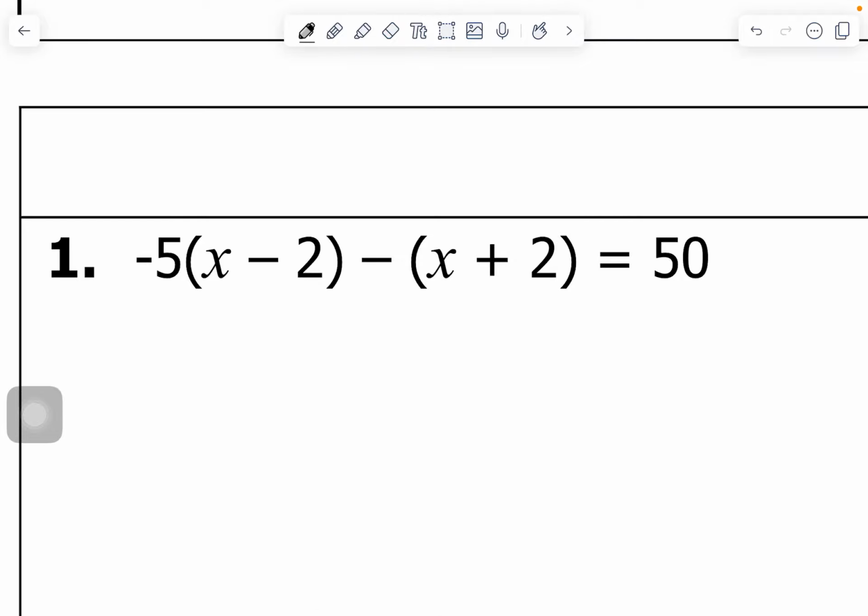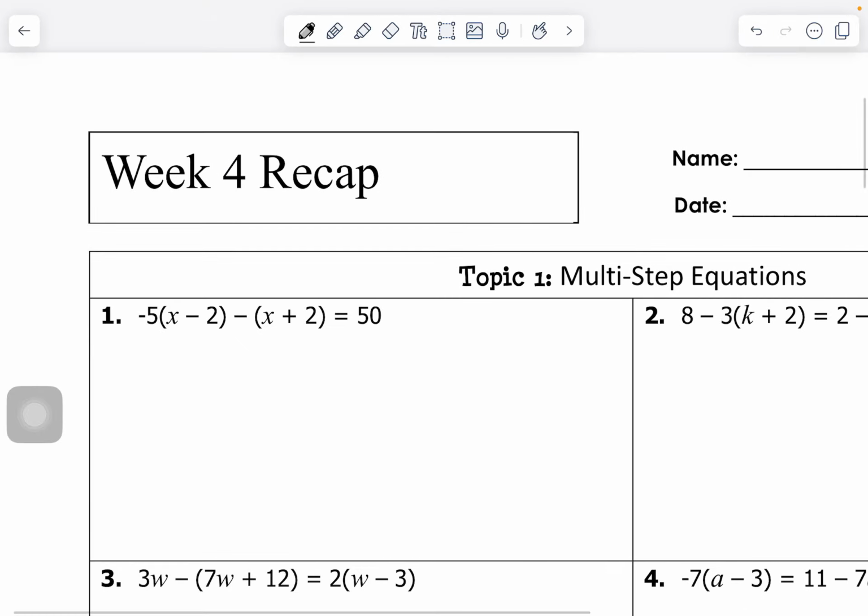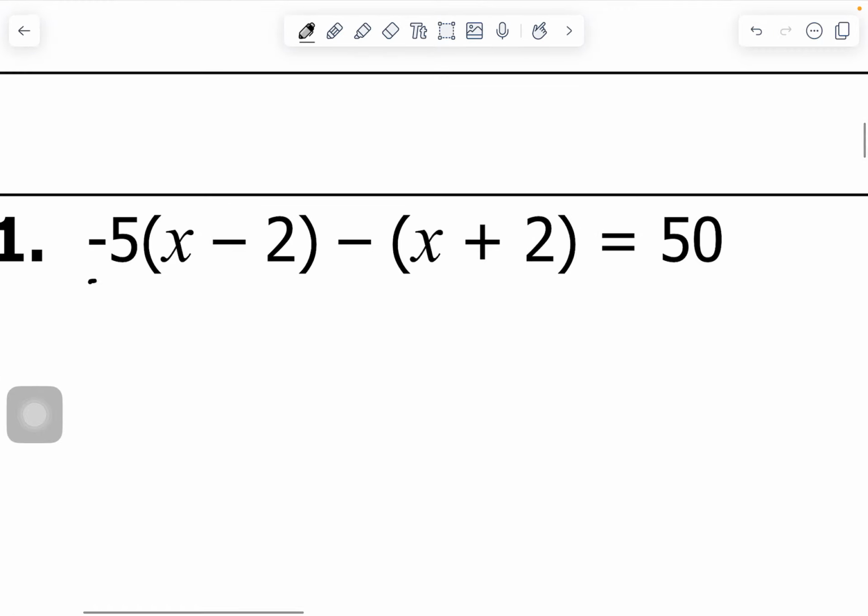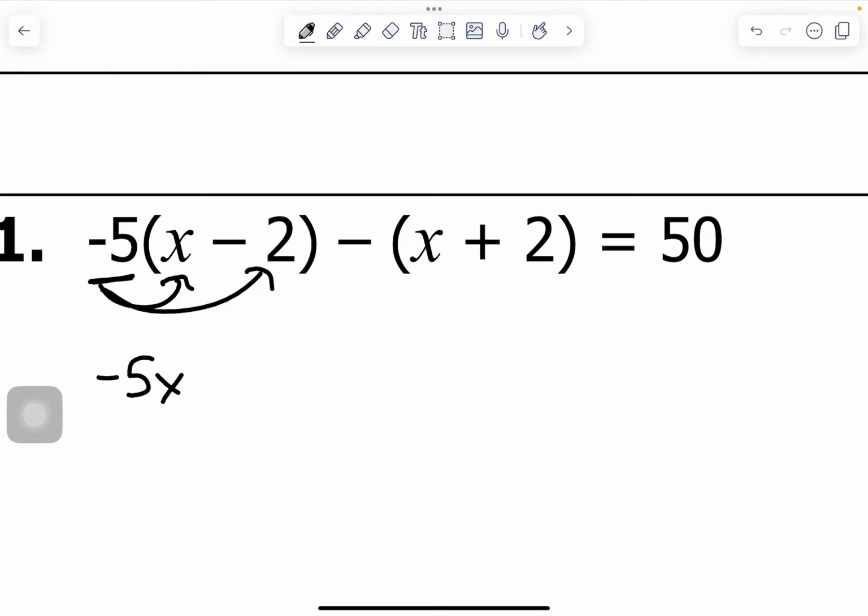Okay, so here we go with a recap of week 4. First here we have multi-step equations, and we are going to start by distributing our -5 to both of these terms. That will give me -5x, and negative times negative will give me +10.